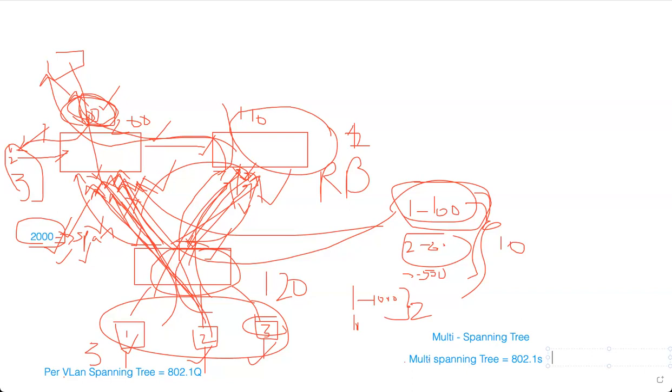What are the different states of spanning tree? Okay, so we have a total of 5. One is disabled state, blocking state, listening, learning, and forwarding. Okay, can you summarize them briefly?